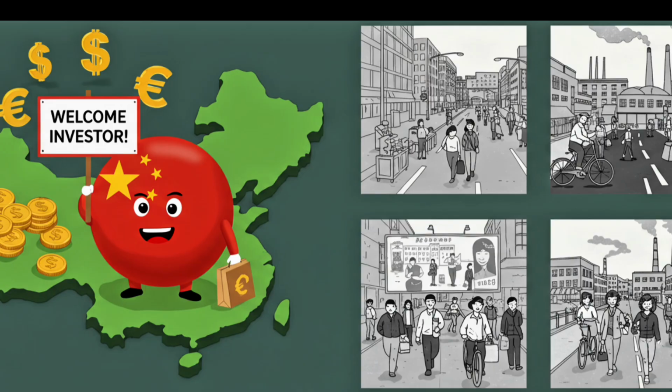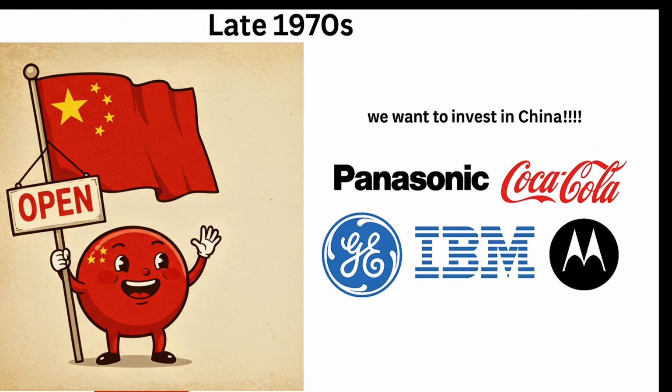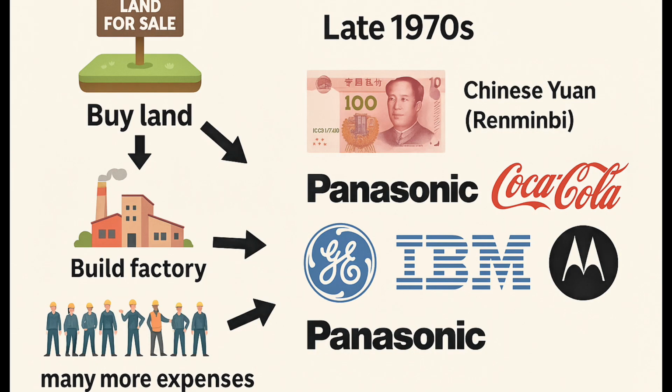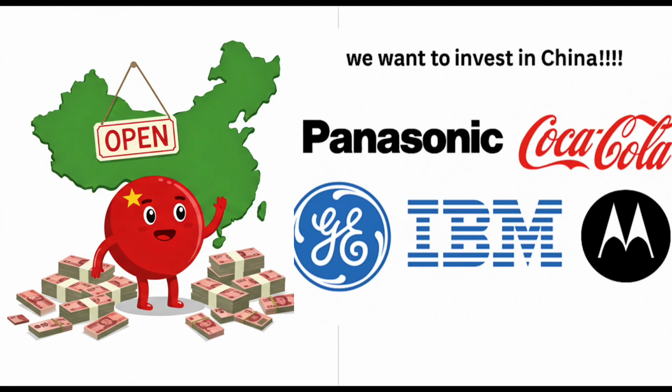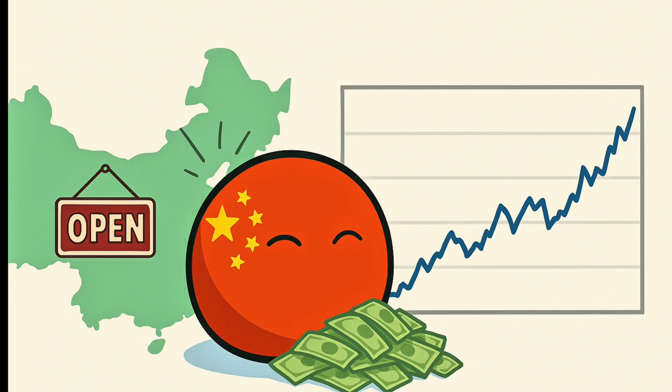Foreign investment. When a country opens its doors to the global market, as China did in the late 1970s, something interesting happens. Companies around the world begin to see opportunities: cheaper factories, abundant labor, and access to new markets. But to do this, they need to spend in the local currency, buy land, pay salaries, build infrastructure. The greater the demand for this currency, the stronger it becomes. And the stronger the currency, the more wealth the country attracts.